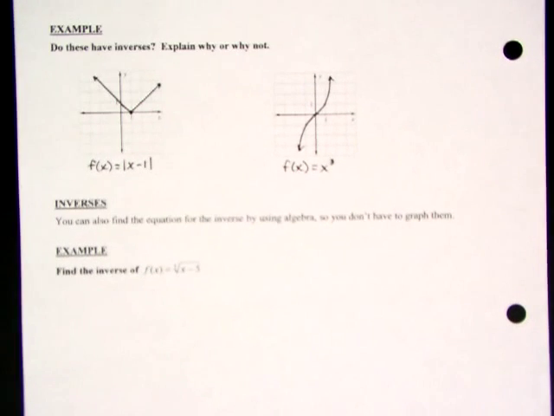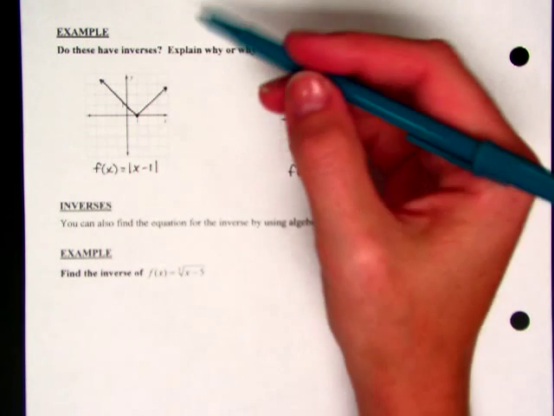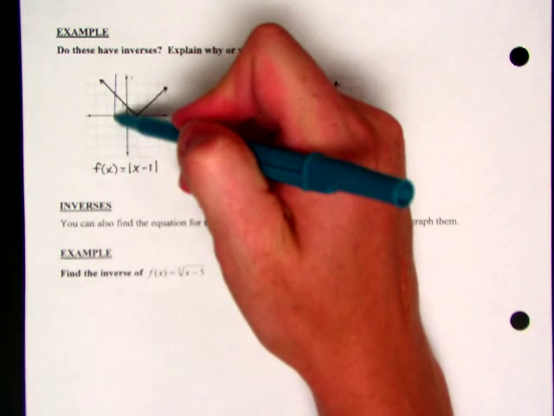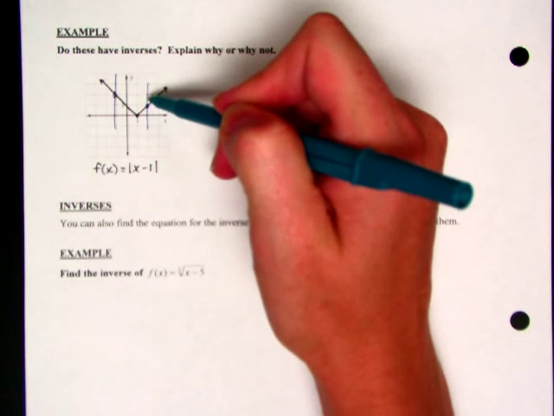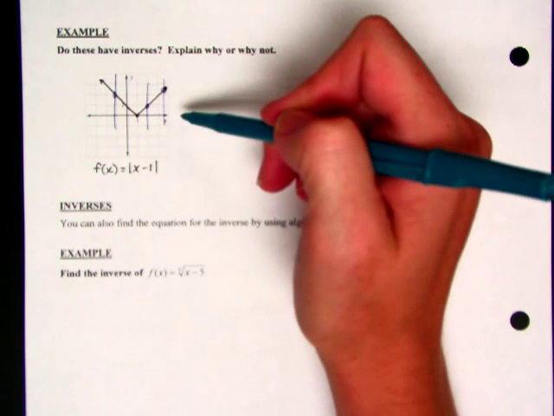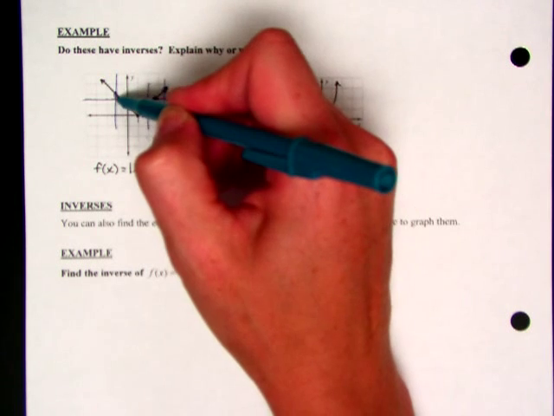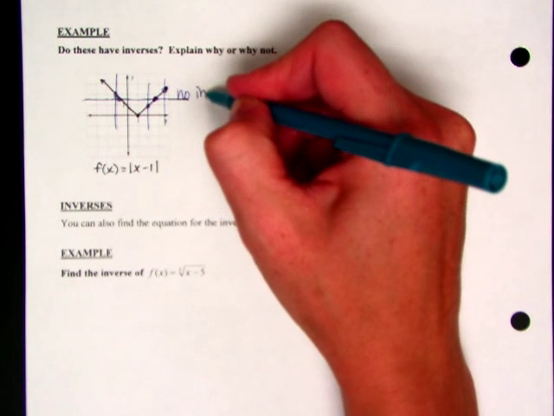On the back side, we have a couple more pictures of graphs, and you're determining if these are inverses. So first, I'm just using a vertical line to verify that they are functions, and this one is. This is the absolute value. But as soon as I do horizontal line test and it hits twice, there is no inverse.